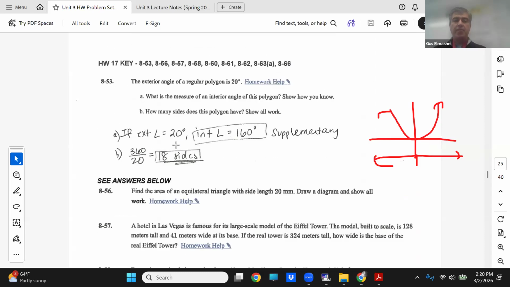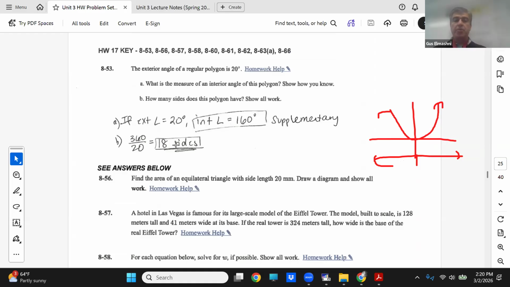For 853, that's new stuff. So remember, for an exterior angle, that's 360 divided by n. So n would have to be 18 in this case. Once you have that established, the interior angle is easy. That's 160, not that hard.